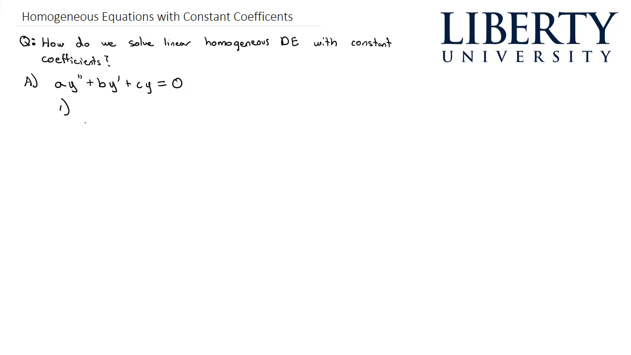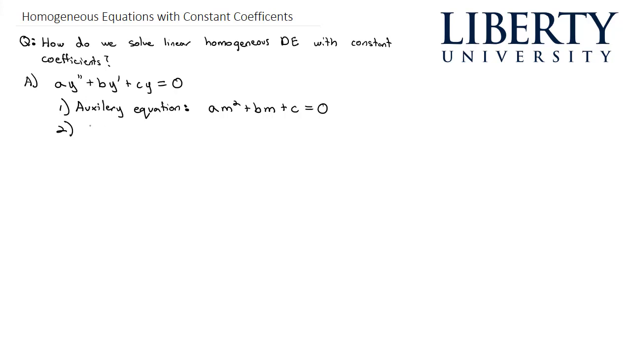Now, when we have this linear homogeneous differential equation with constant coefficients, we're going to transform it to what's called the auxiliary equation, where we're going to replace each derivative with the variable. We can pick any variable. For this video, we'll use the variable m, raised to the exponent of whatever derivative it is. So this would become am squared plus bm plus c equals 0, because the second derivative becomes m squared and the first derivative becomes m.